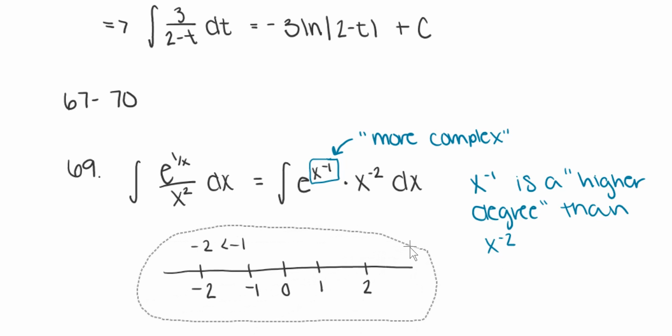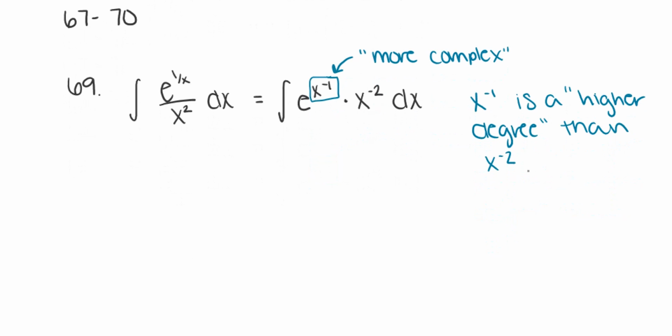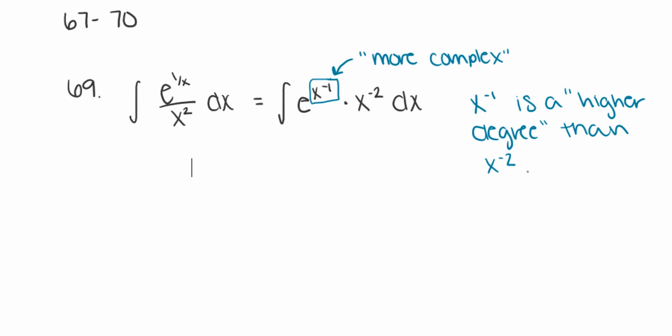Okay? So now that we know that, x to the negative 1, that's going to be considered our more complex term. So now that we have that, what do we think that we want our u to be? We're going to want it to be our exponent here, because especially now that we've gotten this out of the denominator, we can see that our exponent is more the choice that we want. So we're going to have u equals x to the negative 1.